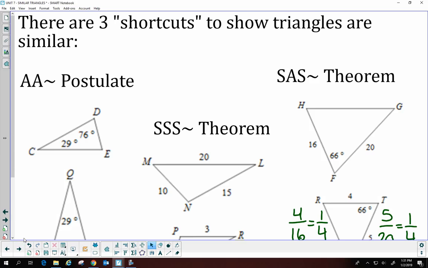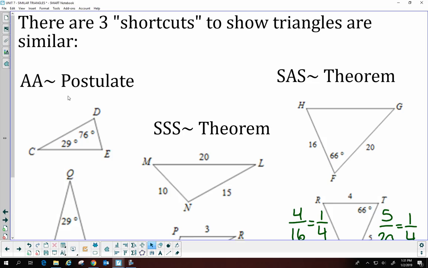So just like when we had congruent triangles, when we have similar triangles, there are three kind of shortcuts to show they're similar. When we had our congruent triangles, we had 5. Here we have 3. The first one is the angle-angle similarity postulate. And we just put a little similar symbol just so we can differentiate between the congruence and the similar.